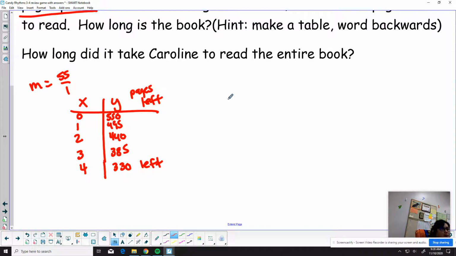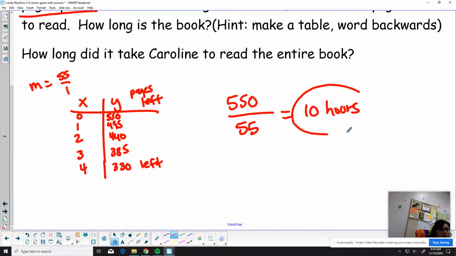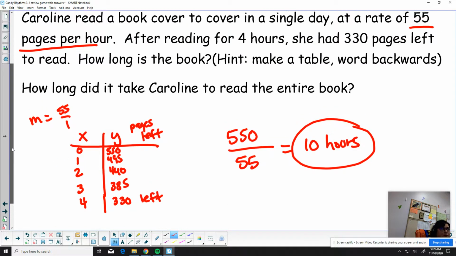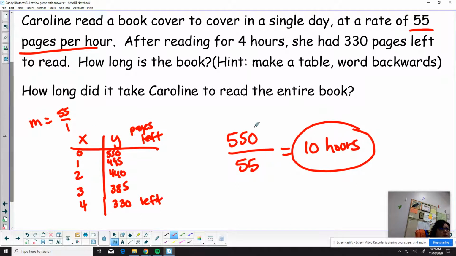So if it's a 550 page book and you divide by how many pages she reads per hour, that should give you how long it will take. So that would be 10. It'll take her 10 hours to read the book. Do I have to do anything else? How long is the book? The book is 550 pages. And how long? 10 hours, because I divided it by her rate.